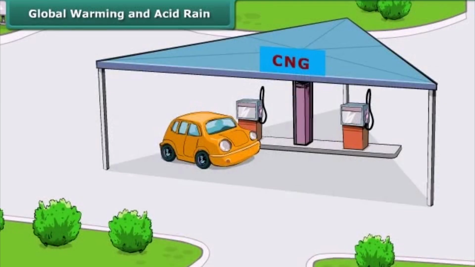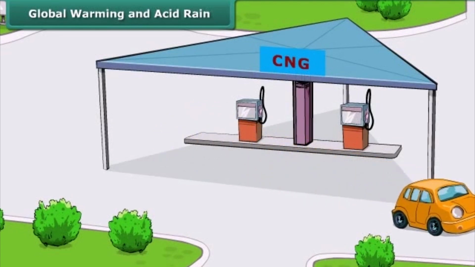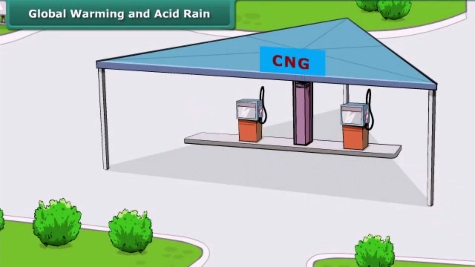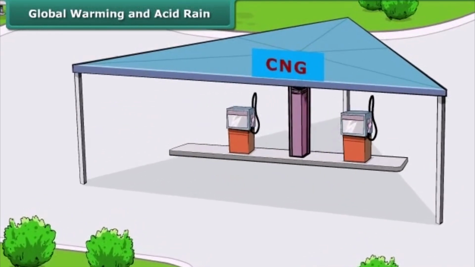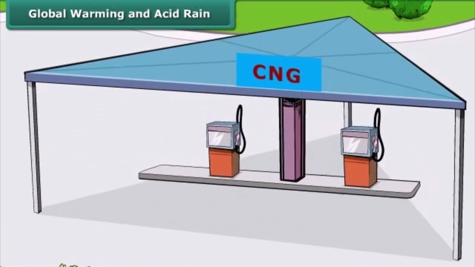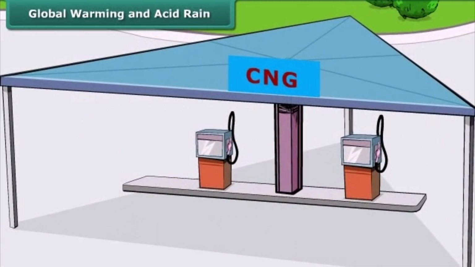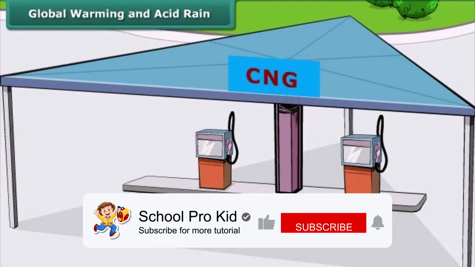There are ways we can reduce the negative impact on the environment by choosing the right fuel. A great example of this is cars, buses, and auto rickshaws that run on compressed natural gas or CNG instead of petrol. CNG is a much cleaner and cheaper fuel.